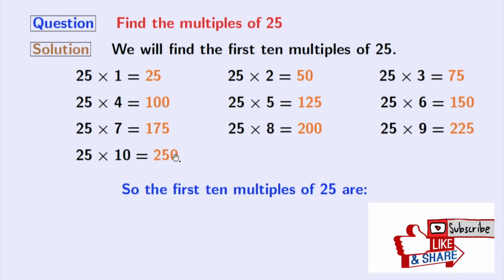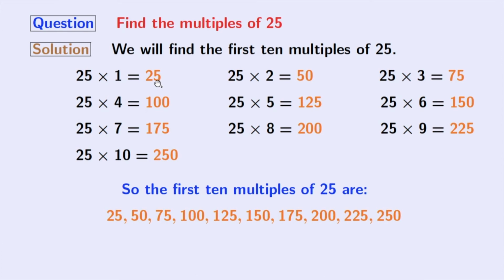So we have obtained all the first 10 multiples of 25, which are 25, 50, 75, 100, 125, 150, 175, 200, 225 and 250. Following the same way, you can find more multiples of 25.